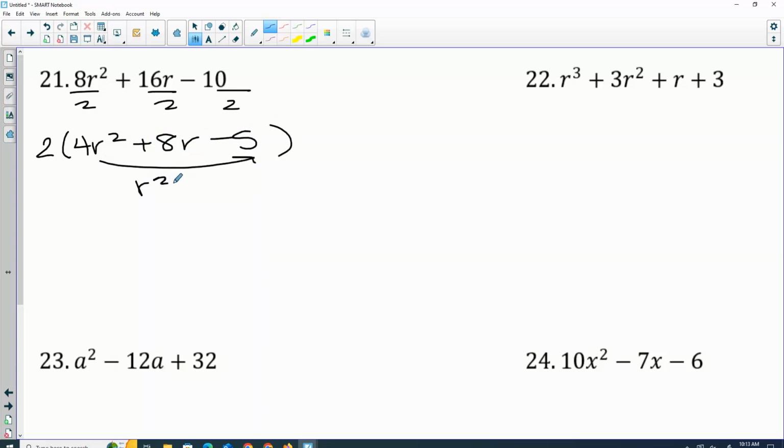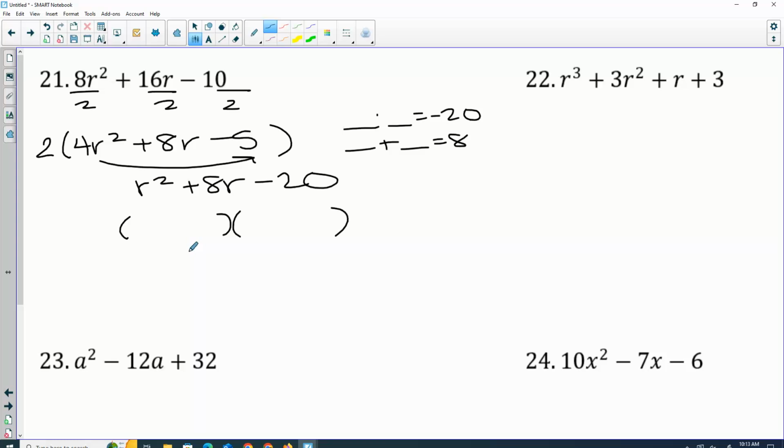So that's r squared plus 8r minus 20. What multiplies to negative 20 and adds to positive 8? We would have to do 2 times 10, it would be positive. We need one of them to be negative, so it would have to be negative 2 and positive 10. So r minus 2, r plus 10.